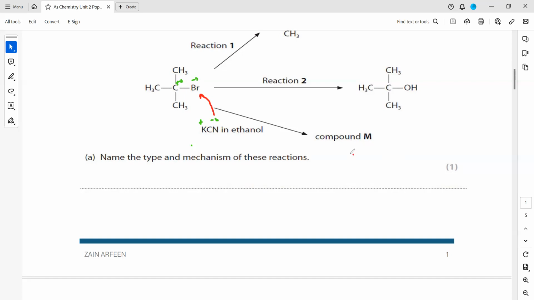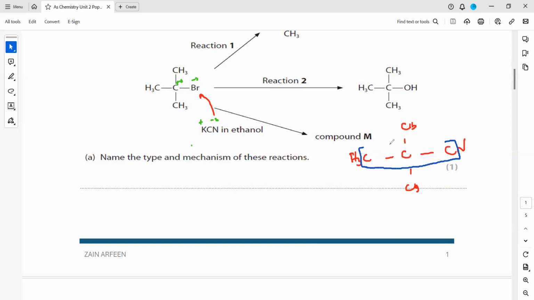So what will be the product? It will be H3C, C will be there, CH3 will be there, CH3 will be there, and CN is there. So the compound which contains a carbon and nitrogen triple bond, we call them nitriles. The rule of naming remains the same. We always select the longest carbon chain. So what is the longest carbon chain?